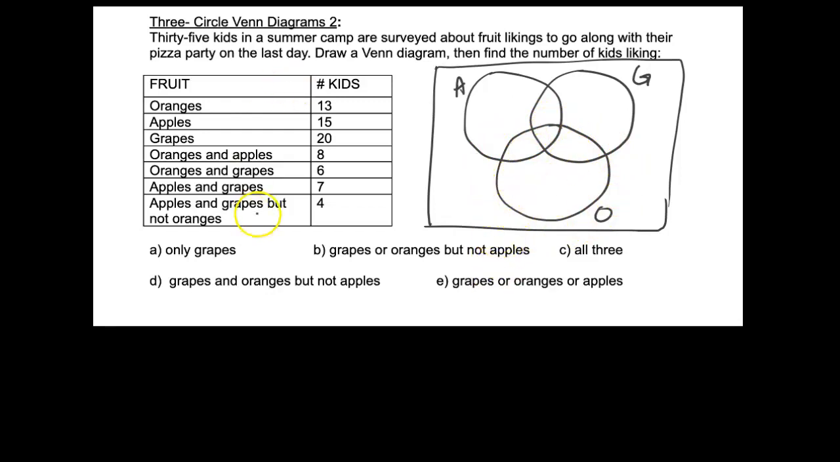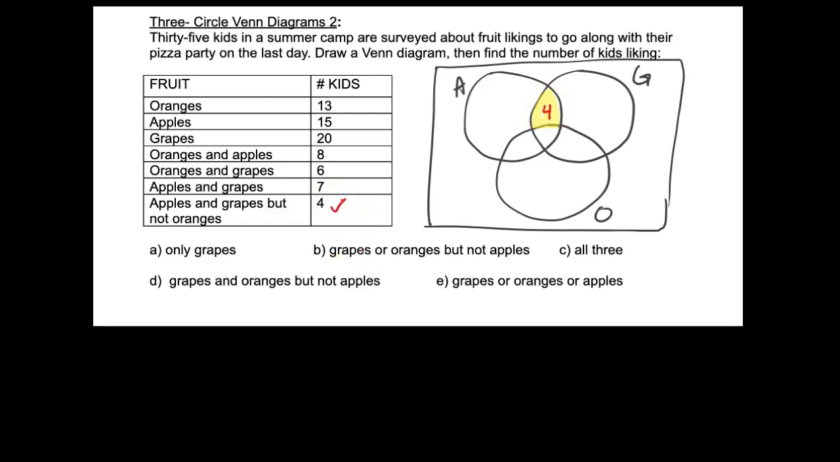So I'm actually going to go down at the bottom where it says apples and grapes, but not oranges. So where is that region? Apples and grapes, where they overlap, but not oranges. So that would be right here. And so that tells us we can just stick a 4 right in that region. We don't have to do anything else.